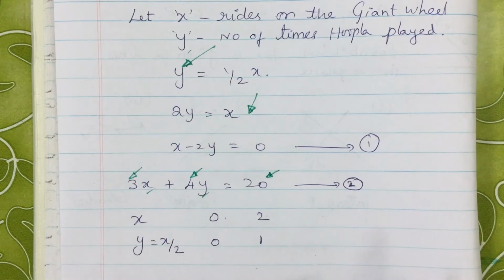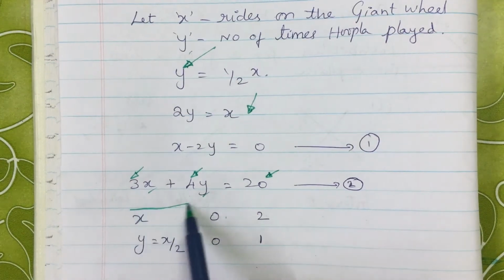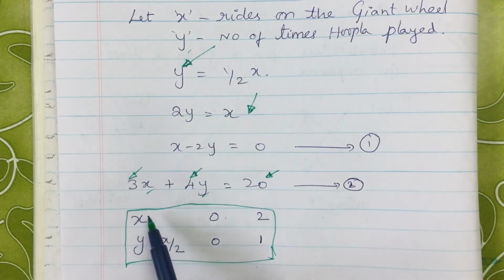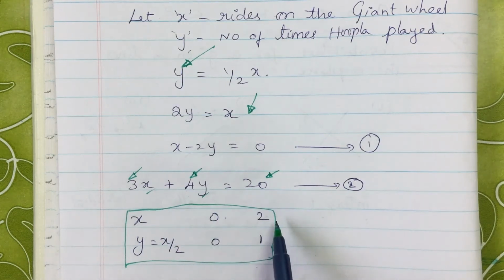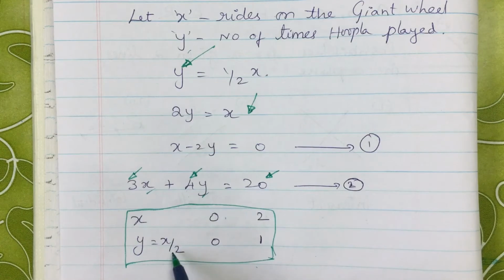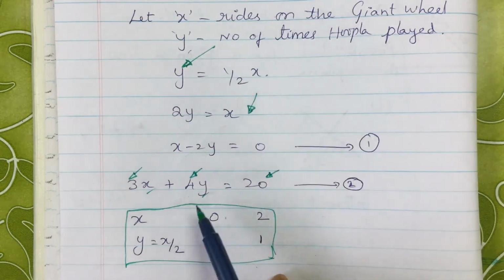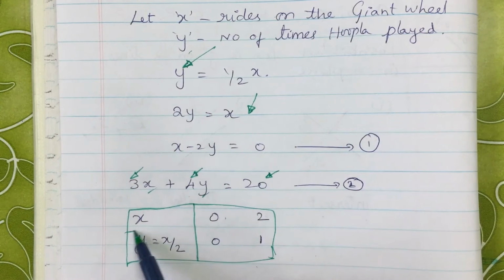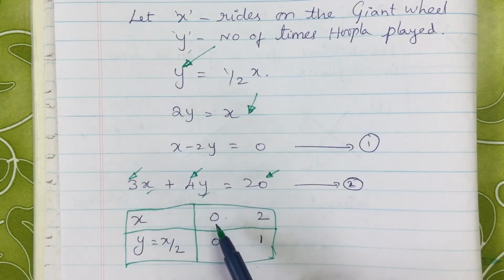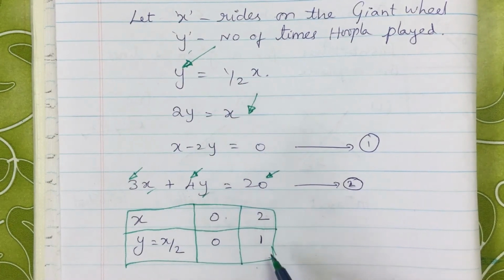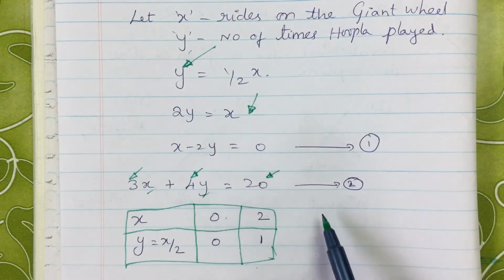Okay, so what I am doing, I have drawn a tabulation like this. I have substituted x values in the y equation. I have taken x randomly as 0 and 2, and y is x by 2, derived from the first equation: y is equal to x by 2, because I have already written here that y is equal to half of x. So this is your x and y values here. First I have taken x as 0, so I arrived at y value as 0, and similarly after substituting x equal to 2, I got y as 1. This is for the first equation.